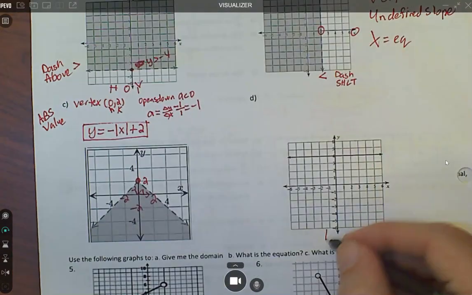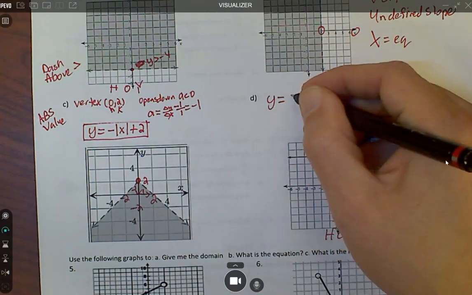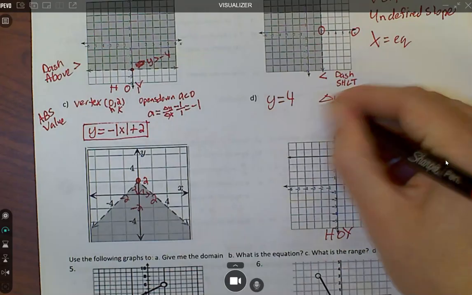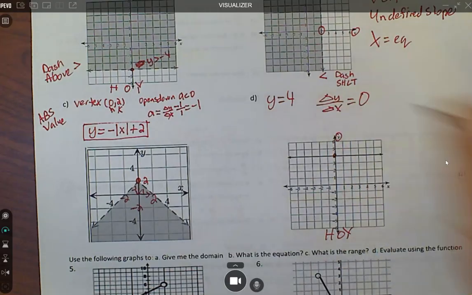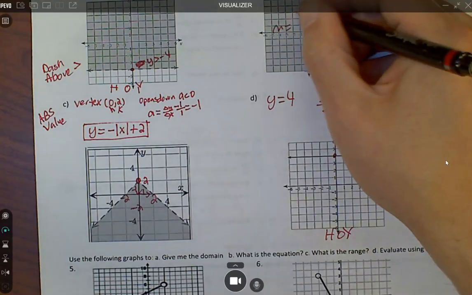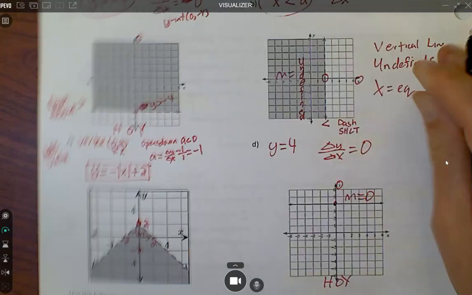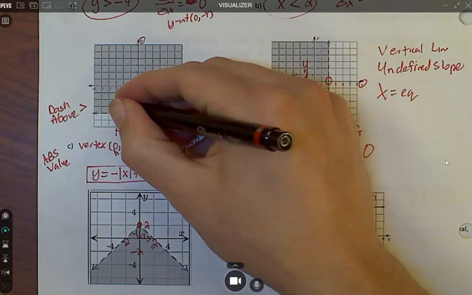Okay, I want you to think of Hoy again. This hits the y-axis at 4. And the change in y over change in x, again, is 0. M was undefined. M here is 0.